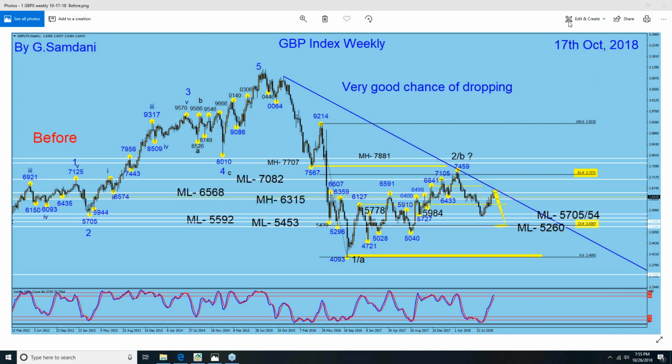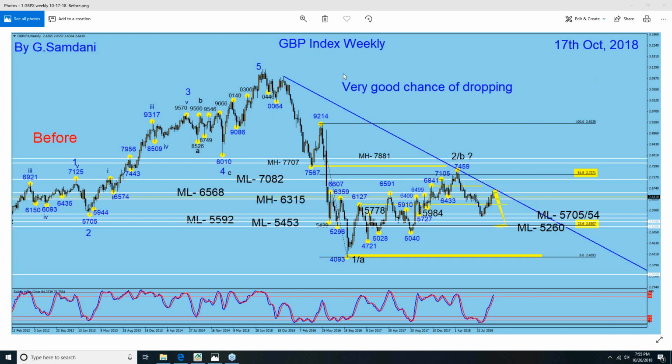Pound yen, only pound yen. I'm going to show why I took all those pound yen shorts and only shorts. Okay, so let's get started. This is the pound index chart, which is very important in forex trading. A lot of people ignore this, but it's very, very important to watch these individual index charts and what they're doing.